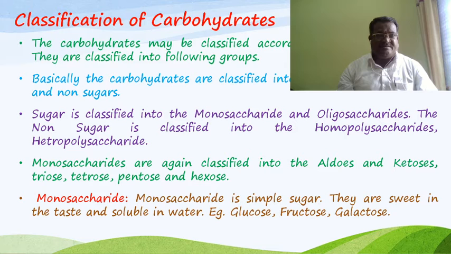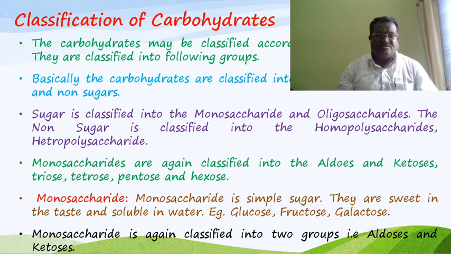The monosaccharide is a simple sugar. They are sweet in taste and soluble in water. Examples are glucose, fructose and galactose. Mono means single, that's why it is a simple sugar. Then monosaccharides are again classified into two groups, aldoses and ketoses, depending upon the functional group attached to the monosaccharide.